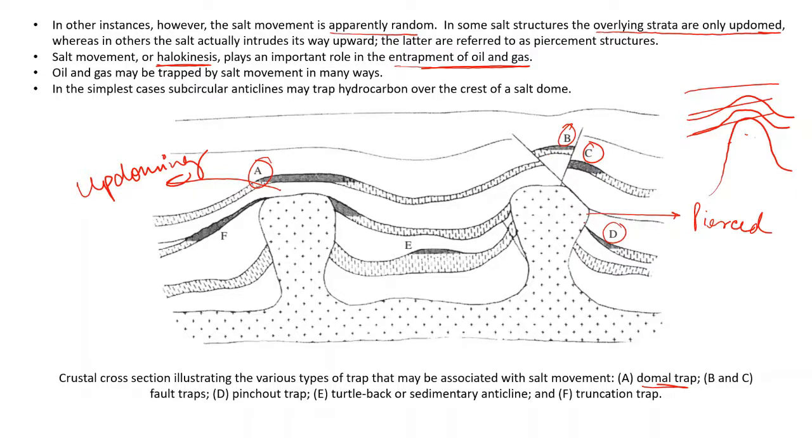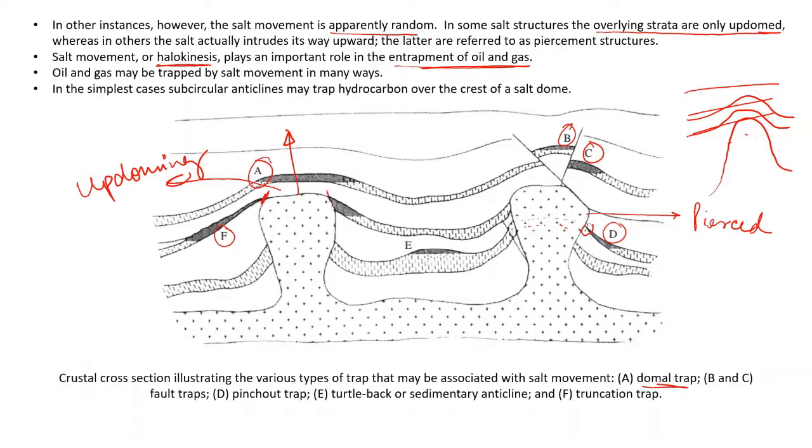Then D is the pinch out trap. You can see that this strata was like this, but now due to the piercing completely of this, how will this pinch out form? Imagine that this would have completely pierced over here, then this strata would also have been forming the pinch outs. So what is happening over here is that it is simply pinching out against the wall of this salt diapir. And then F is the truncation trap. You can see just because of not completely piercing it, the oil bearing strata truncates over here.